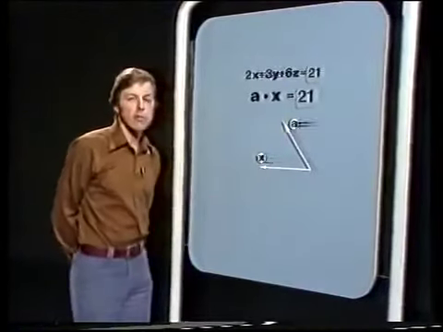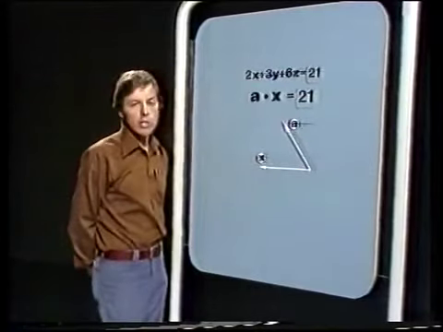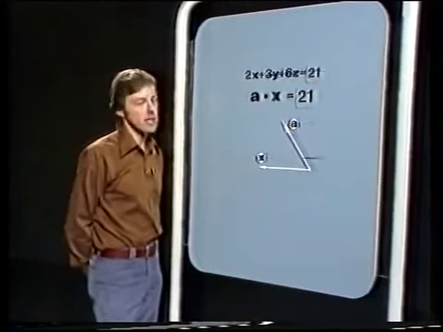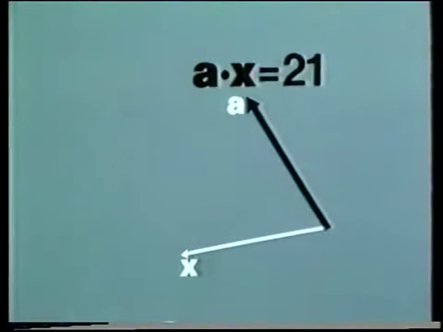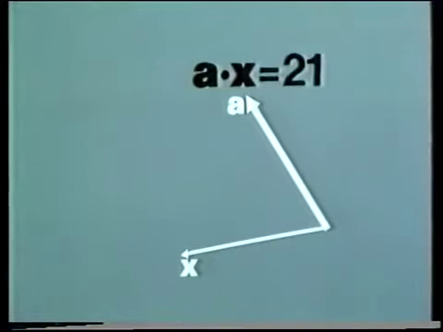So let's first of all just remind ourselves of what this dot product really means. Remember that a dot x simply means the length of the vector a multiplied by the length of the projection of x onto a.